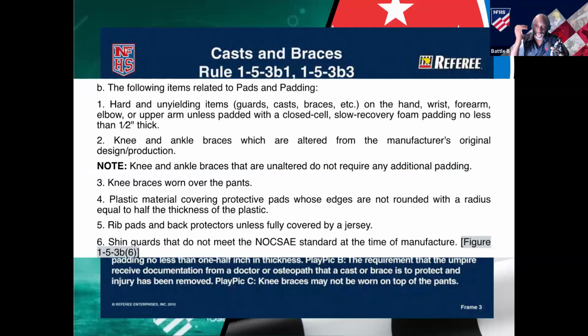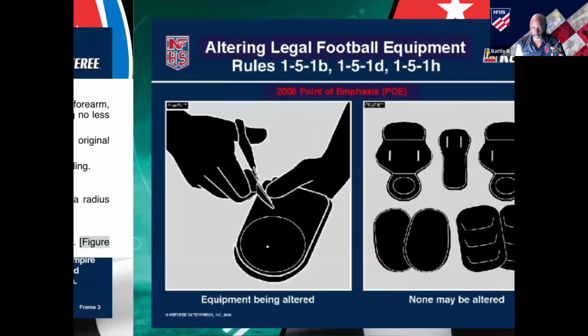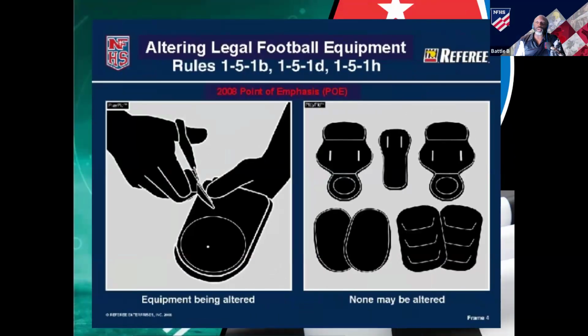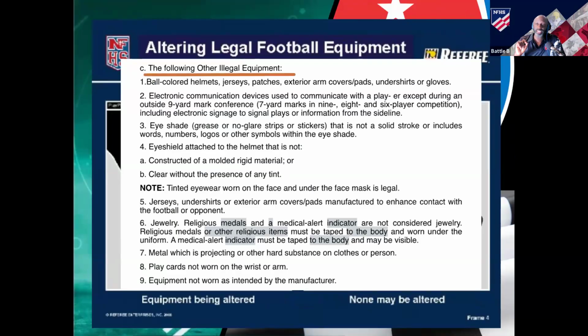And we have here the following items of pads and padding: knee and ankle braces which are altered from the original are illegal. Knee braces worn over the pants are illegal. Rear pads and back protectors, unless fully covered by the jersey. So it's illegal with the exception that if you cover it, now it's legal. All right. Again, altering the legal pads is illegal.